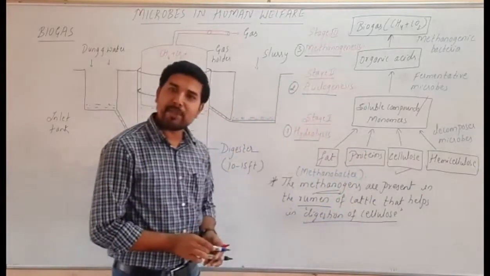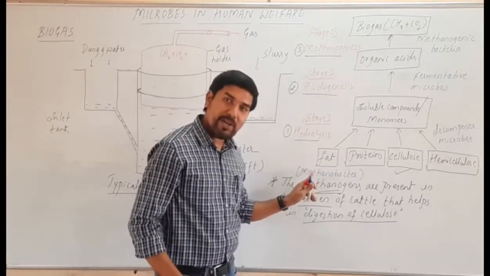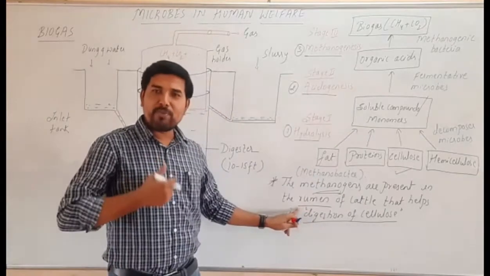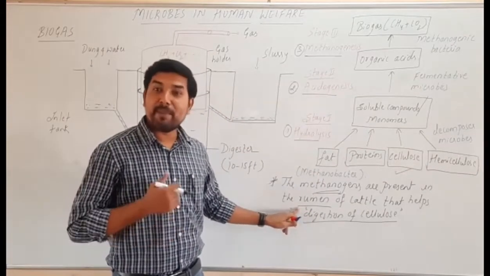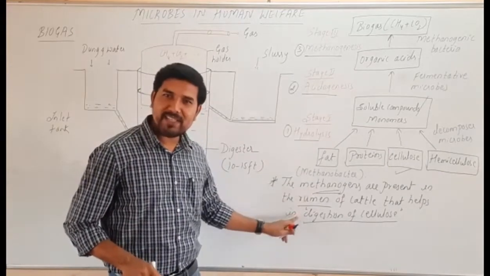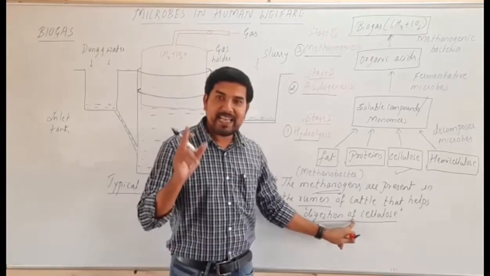We call it as a methanobacter. The function of the methanobacter, which we call methanogens, is that it is present in the rumen. Rumen refers to the gut region, part of the stomach of a cattle. Methanogen bacteria are present in the rumen of the cattle. What is its function? Its function is digestion of cellulose.